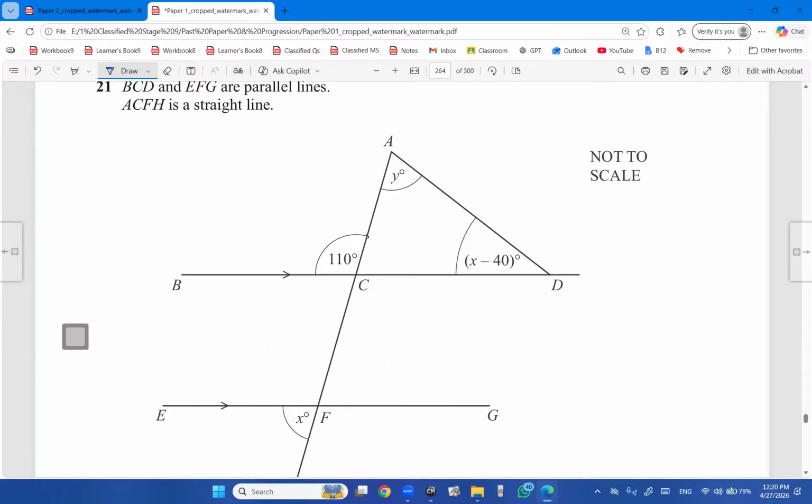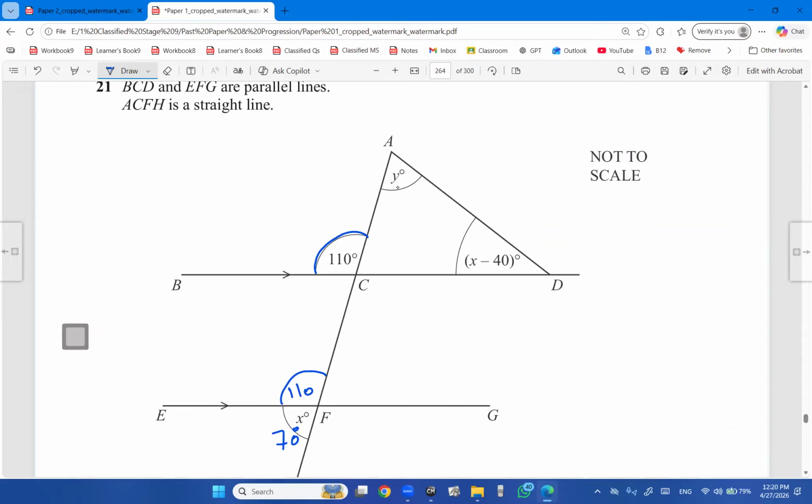This one, you should know that this one is 110, so the corresponding angle is also 110. They are equal because they are corresponding. Now I can get that x is 70 degrees. Oh, mister, they wanted the y. Why did you go that far?